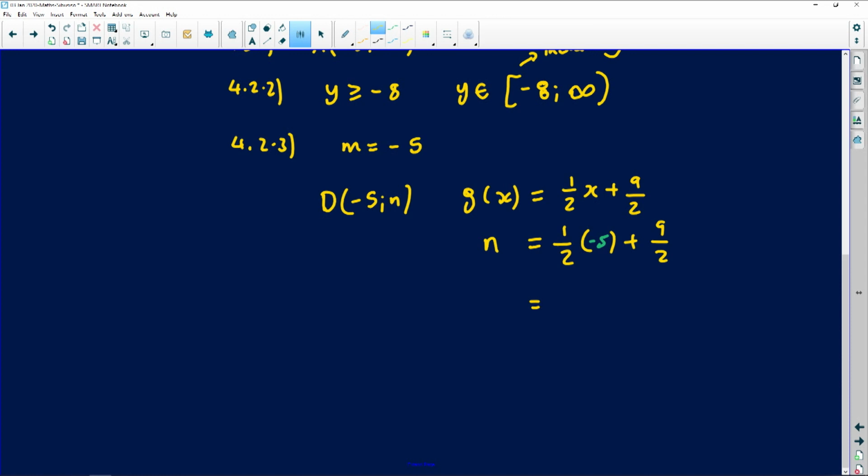We're going to have 9 minus 5 over 2, which is going to give us 4 over 2, which is simply going to be 4. Therefore, when m is negative 5, the y coordinate, which is n, is just simply going to be 4. And that's the value of m and n.